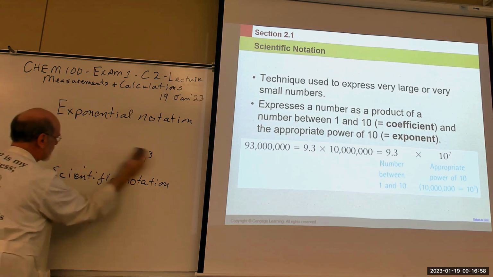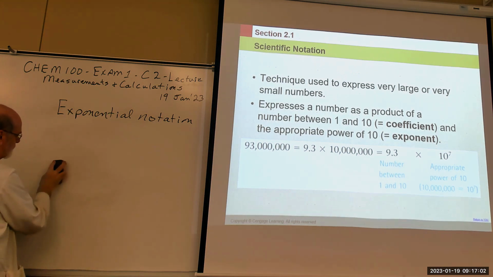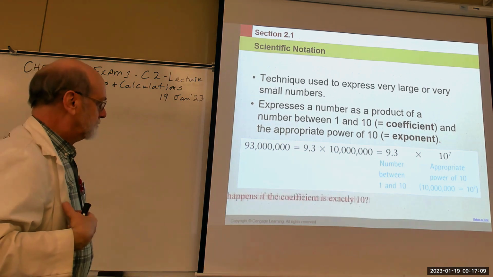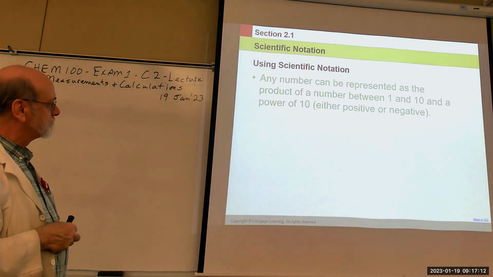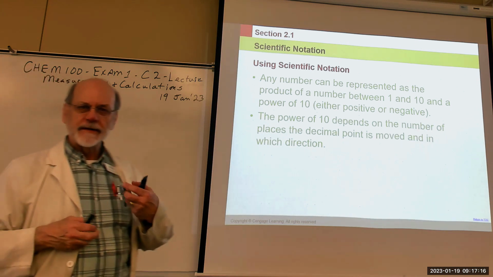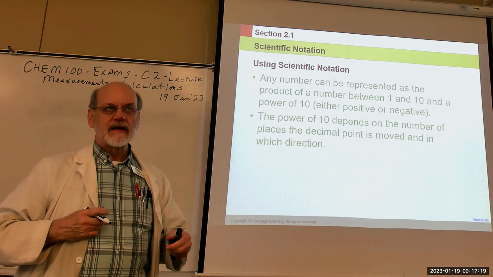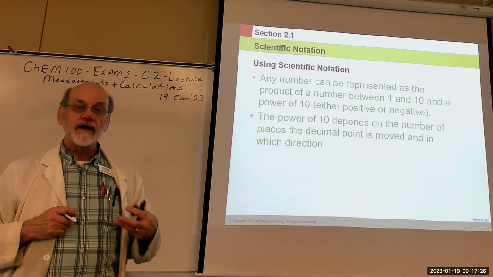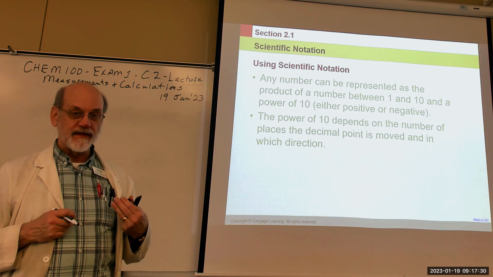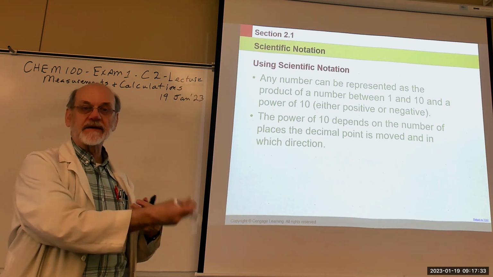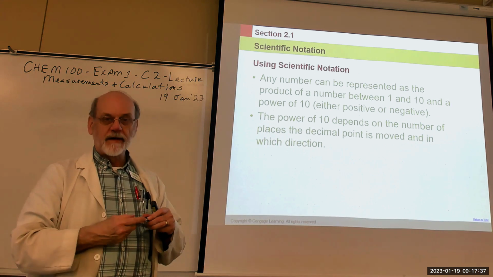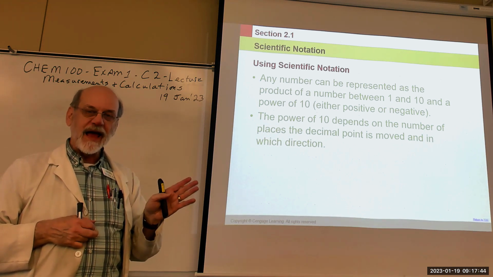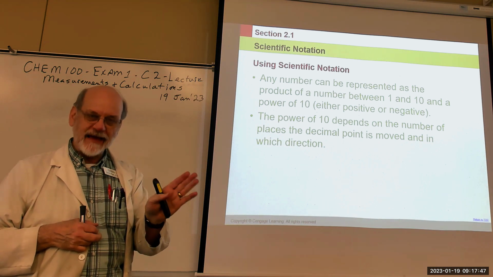Okay. That's scientific notation. And the example here is a very large number. So what happens if my scientific notation gives me a coefficient of 10? You still have to move the decimal point another place, and that makes it 1 times 10 raised to another power. So the coefficient has to be between 1 and less than 10.